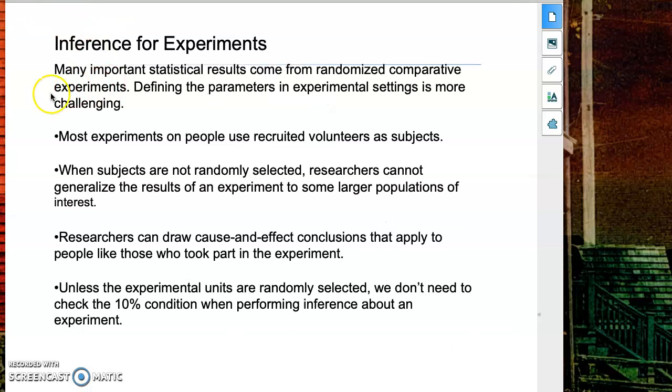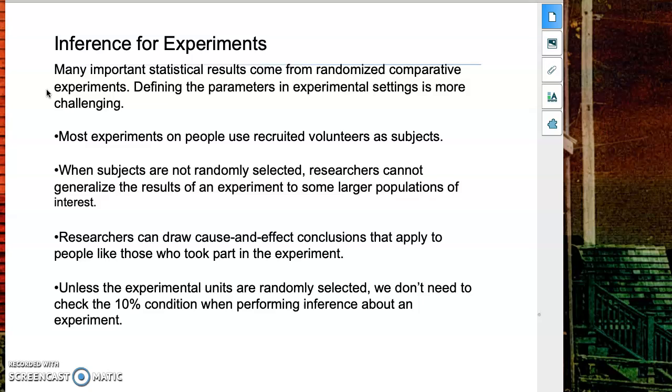Okay, and just finally, inference for experiments. When you're doing experiments, you have a few other things to consider. Many important statistical results do come from randomized comparative experiments. Defining the parameters is a little bit more challenging because most experiments on people use recruited volunteers as subjects, so we're not randomly selecting people from the population.